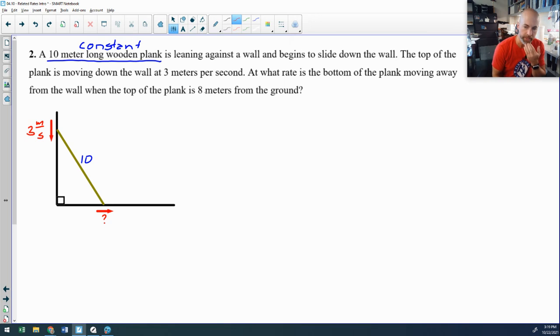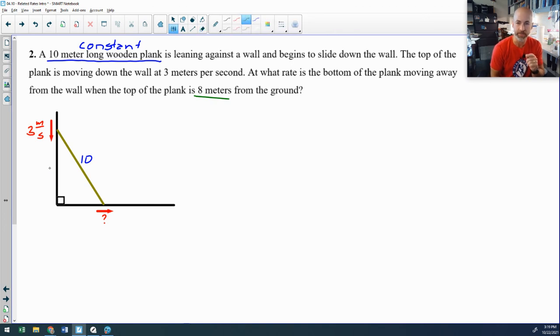When the top of the plank is 8 meters from the ground. So here's the top when we're 8 meters from the ground. So we were given another direct measurement, 8 meters. This measurement right here is 8 meters. Is this always 8? Can I put an 8 here? Does that change? And it changes. So I don't put the constant in there. I don't put that measurement until later.